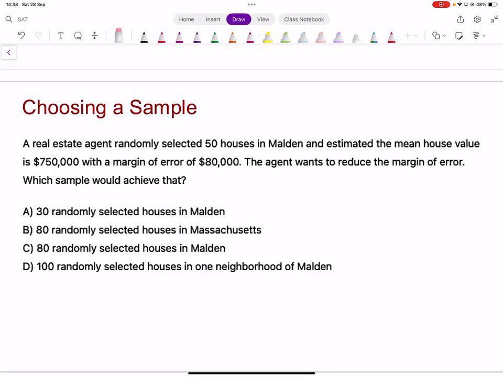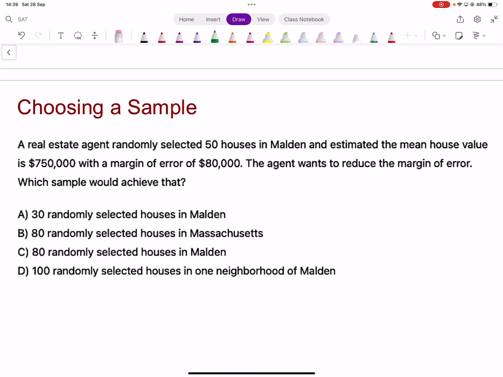You're saying it's likely to get 35% votes, this one particular party, but the margin of error in the study is 30%. That means it could be from anywhere, from 5% to 65%. Is that very useful? It's not. So you want to have the margin of error as small as possible for your study to be useful. Now, how can you reduce the margin of error? Let's have a look at this example and try to understand that. There's a real estate agent who randomly selects 50 houses in this city and estimates that mean house value is 750,000 and the margin of error in the study is 80,000.